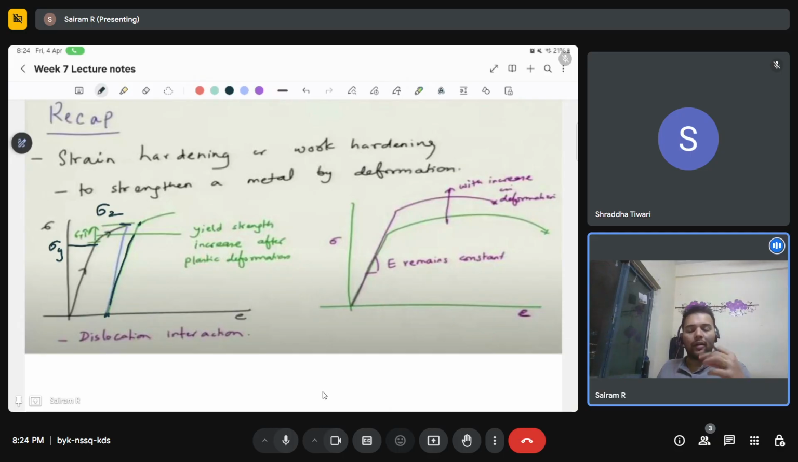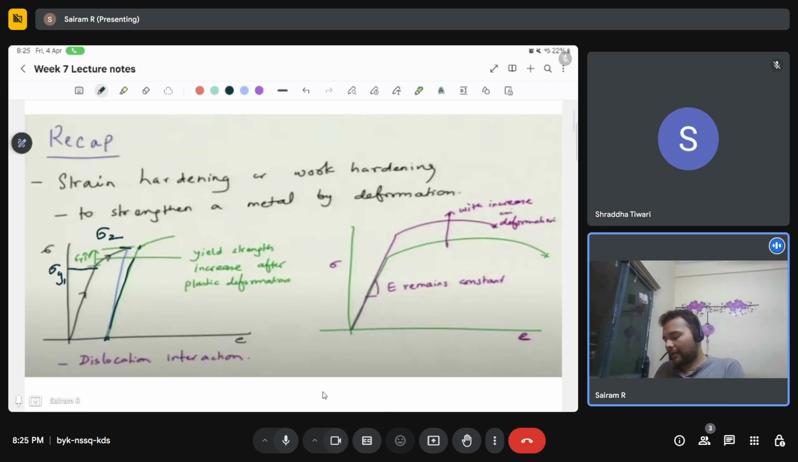So there seems to be an increase in the yield strength of my material from sigma y1 to sigma 2, because I have already plastically deformed my material till sigma 2. I'll have to deform it more than sigma 2 to be able to visualize any further plastic deformation. However, we have to be very careful that the Young's modulus remains constant irrespective of the plastic deformation happening here, right?